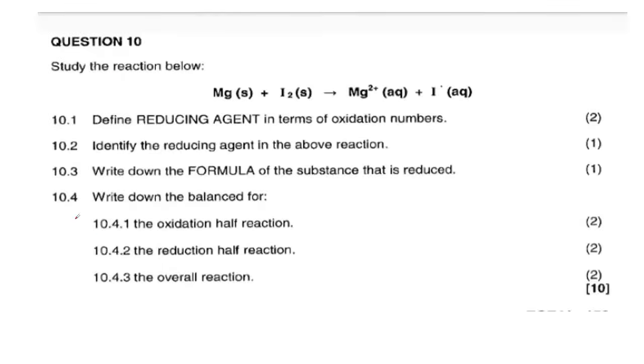Then 10.3 says, write down the formula of the substance that is reduced. So the substance that is undergoing reduction, right? Remember, once again, this is oxidation, and this one here is reduction, right? So which substance is being reduced? We can see that the substance that is being reduced is I2.